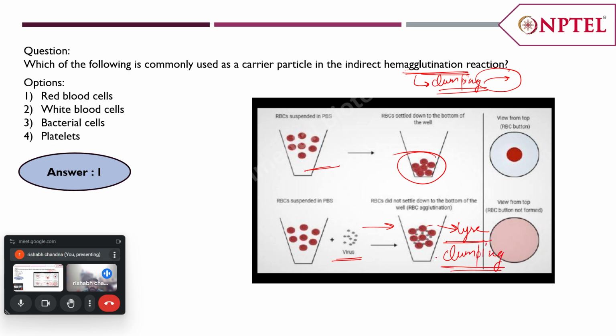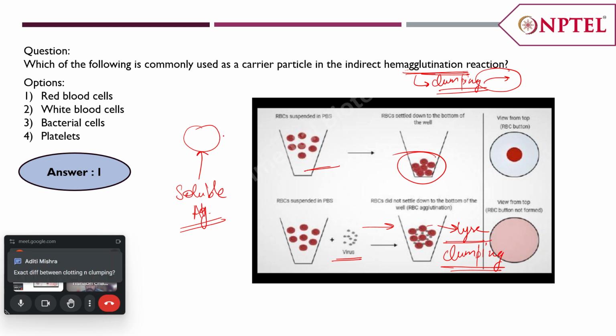And how are we using it for indirect hemagglutination? If we have to check for any soluble antigen in our blood, there are various soluble antigens present in our blood. If we have to isolate them or study them, we use RBC as a carrier. They will absorb the soluble antigen on their surface, and then we recognize them on the basis of the agglutination.